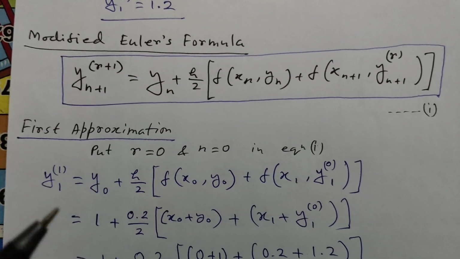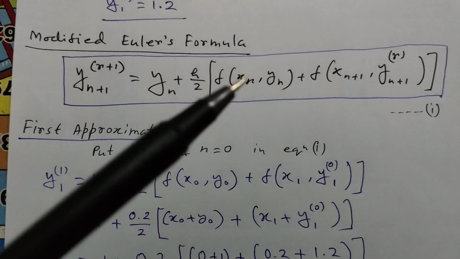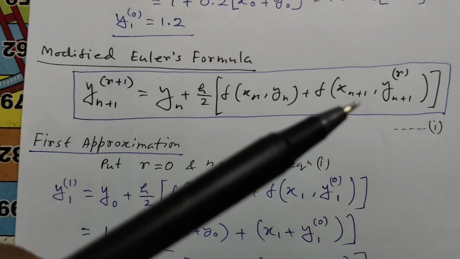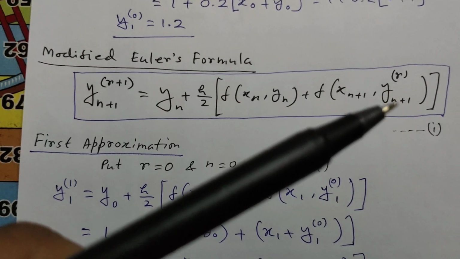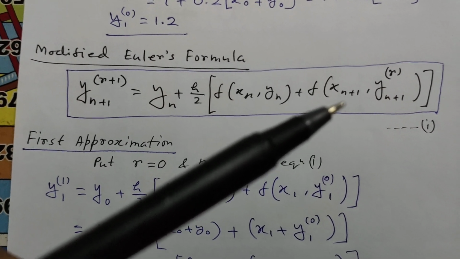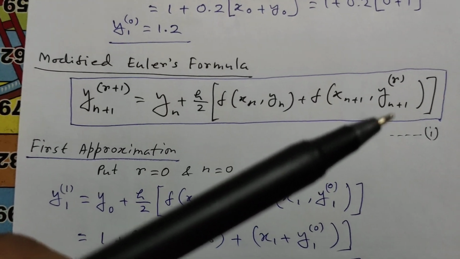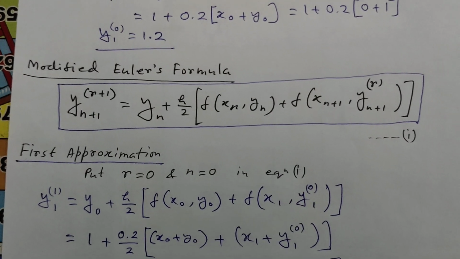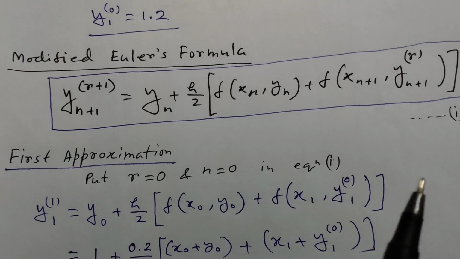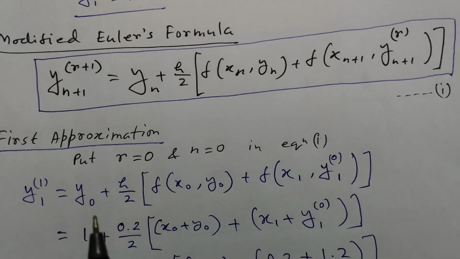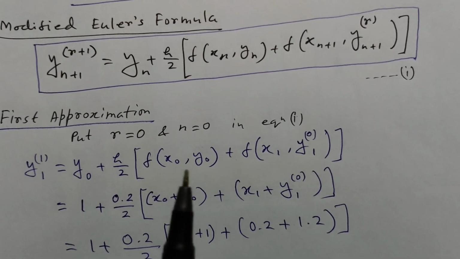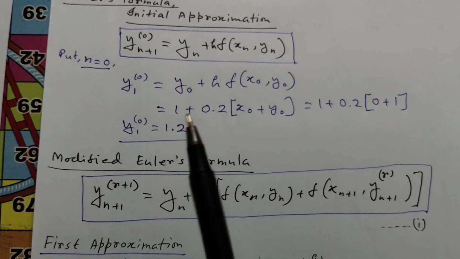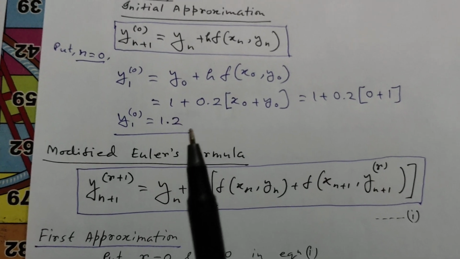Next, y0 plus h by 2 f(x0, y0). See, f(x(0+1), y(0+1)), that is x1, y1, and r is 0, so y1^(0). So we are getting this equation. Now putting all the values, we already have y0, x0, h, and y1^(0) we have got from the initial approximation, that is 1.2.